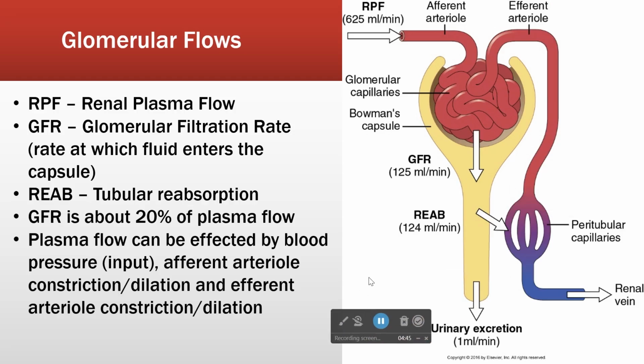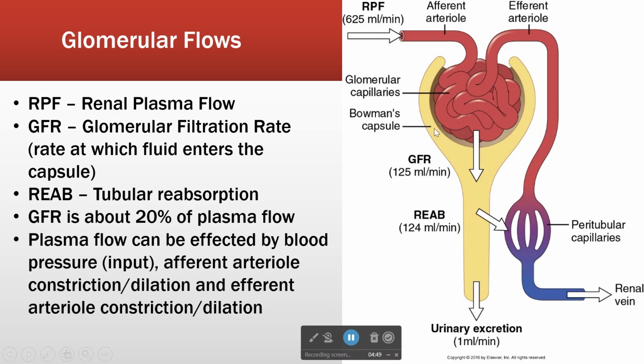If we look at the function of the glomerulus, that's what we have in this diagram here. So here's our afferent arteriole, efferent arteriole, peritubular capillaries. One capillary bed, two capillary beds, that makes it a portal system, like we talked about yesterday. So that's the blood end.